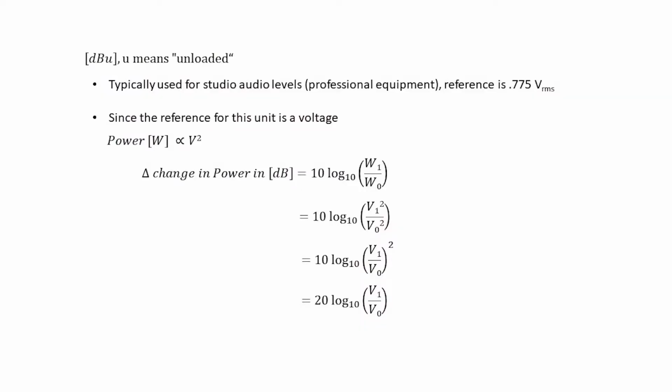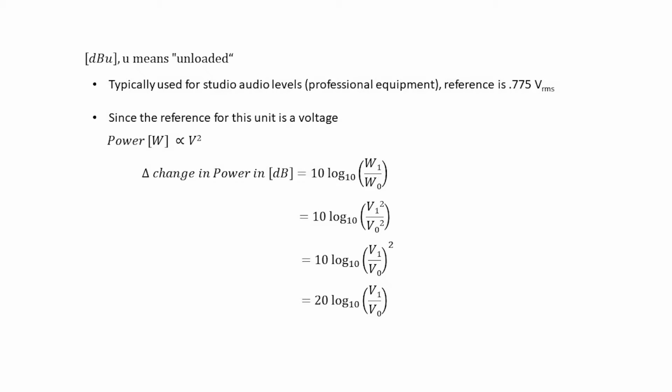The first unit we can talk about is dBu, where the u stands for unloaded. When we dealt with a lot of this stuff back then, there was an impedance associated with a certain line, like the telephone line, and a lot of times we started to have much higher impedances, especially with op amps, where it's almost a high impedance. So a lot of times we just use this term unloaded. You don't need to get too much into that, but typically it's used for studio audio or professional equipment, and the reference is 0.775 volt RMS, and RMS stands for root mean square.